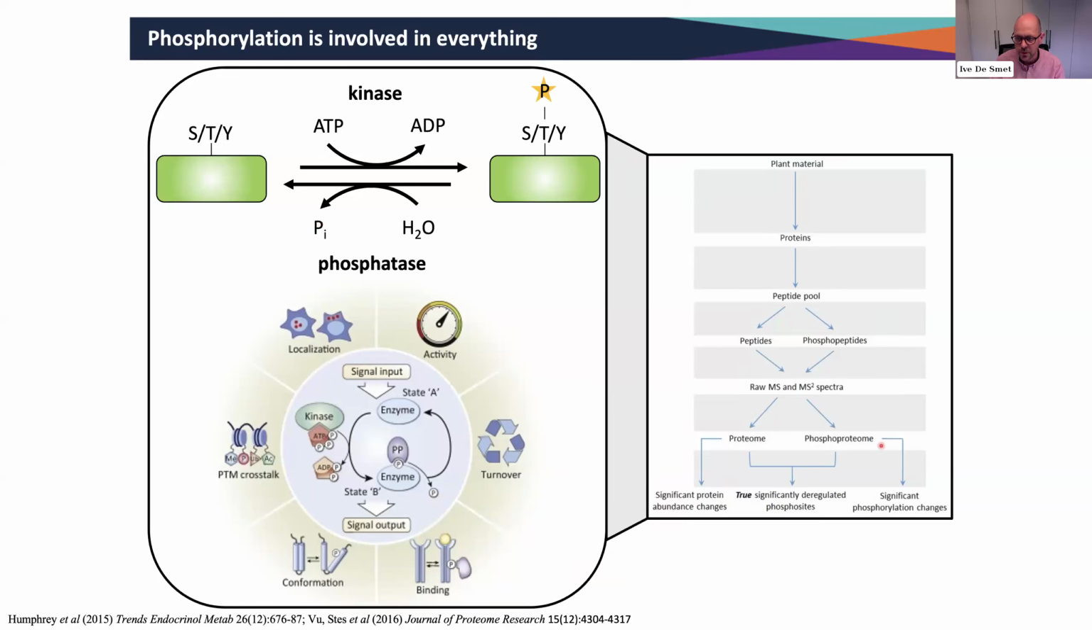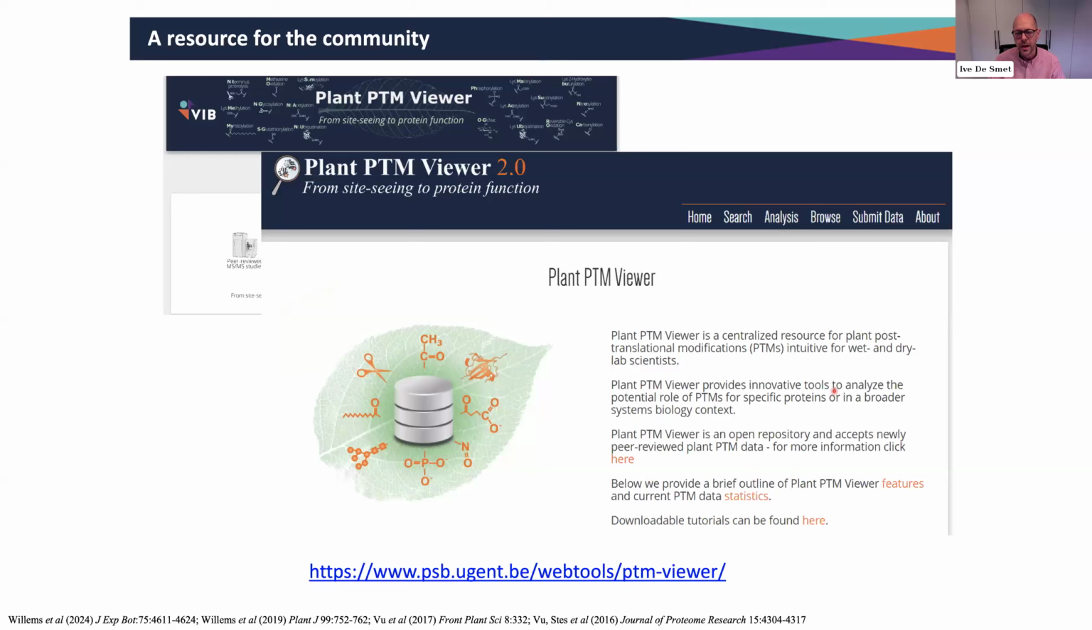So we've developed this mass spectrometry-based workflow to capture the truly significant deregulated phosphosites. And all of the information that we have been collecting can be looked at in this Plant PTM Viewer, which we have been developing together with a number of colleagues within the VIB, which reflects not only changes in protein phosphorylation, but also numerous other post-translational modifications.